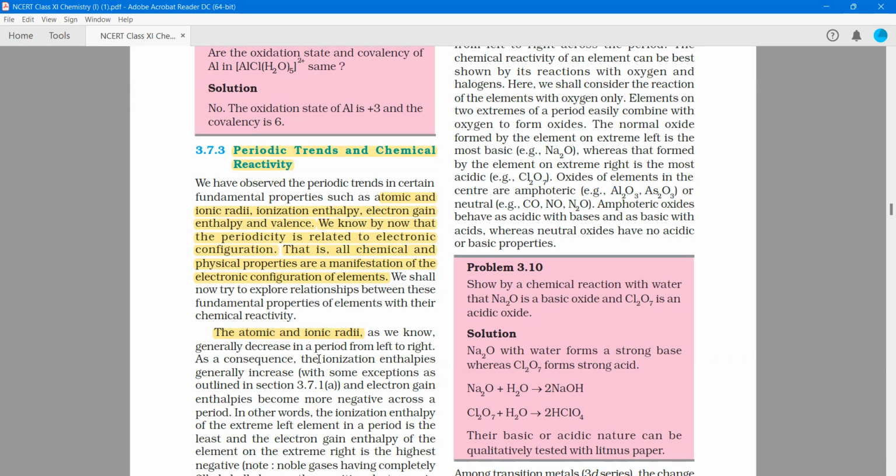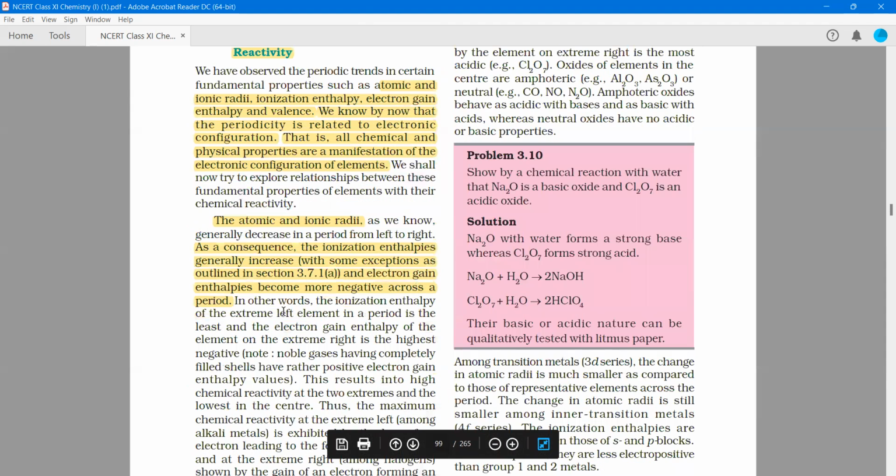As a consequence, the ionization enthalpies generally increase. Okay, there are some exceptions. And electron gain enthalpy becomes more negative across a period. Yes, we have already studied this. So in other words, the ionization enthalpy of the extreme left element in a period is the least, and for that element, the electron gain enthalpy will be the highest, or we can say most negative.